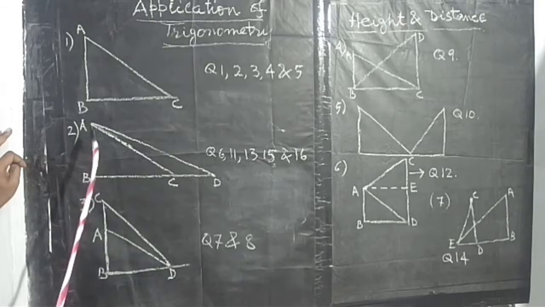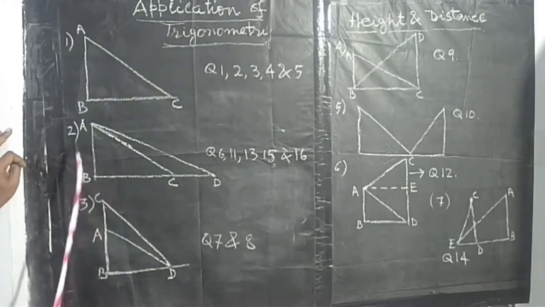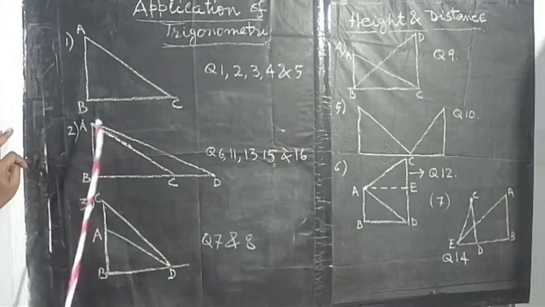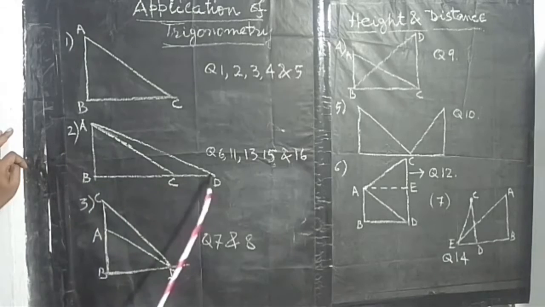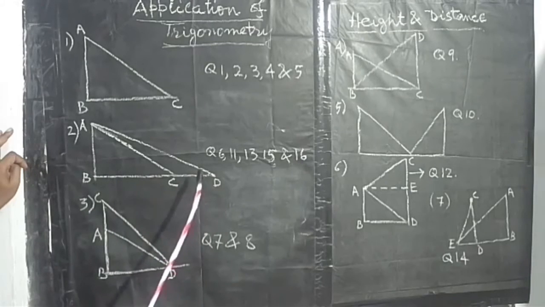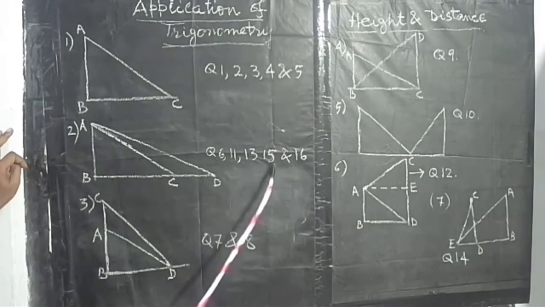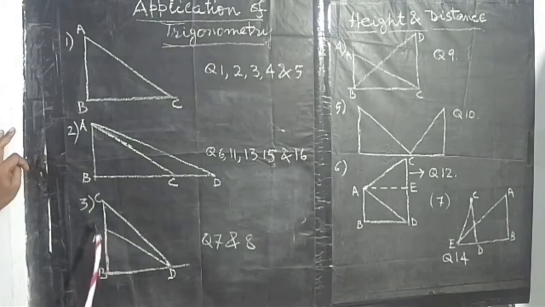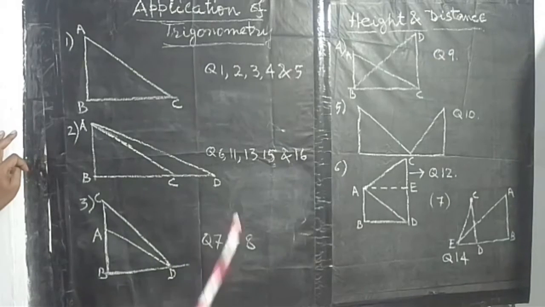Second type: two right angle triangles on a horizontal line. One is the ABC right angle triangle, another is the ABD right angle triangle, on the horizontal line BD. Questions 6, 11, 13, 15 and 16. Now, the third category is two right angle triangles on the vertical line. One is ABD, another is CBD. Questions number 7 and 8 are of this type.